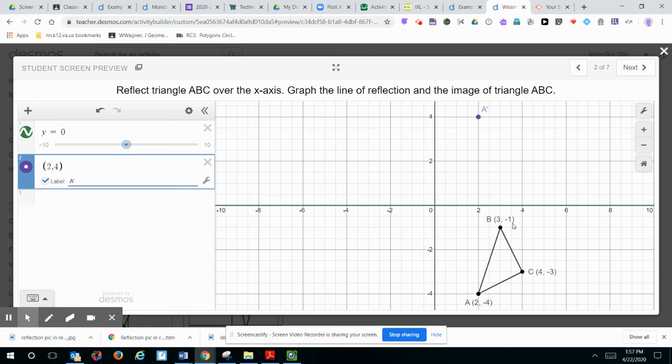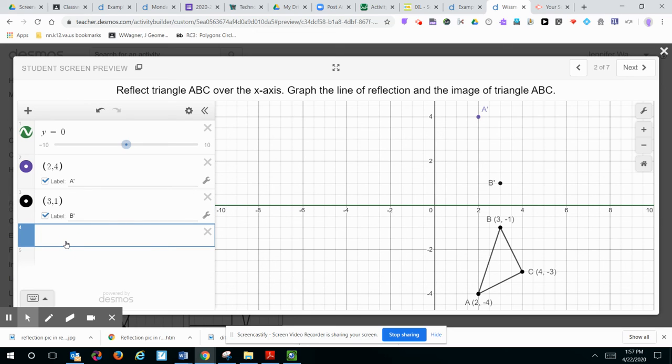B is at 3, -1. So I can type in 3, +1. And I can label that with B prime. Now remember, prime is the apostrophe. And then I can do the same thing with C. C is at 4, -3, so it is going to become 4, +3. And I can label that C prime.